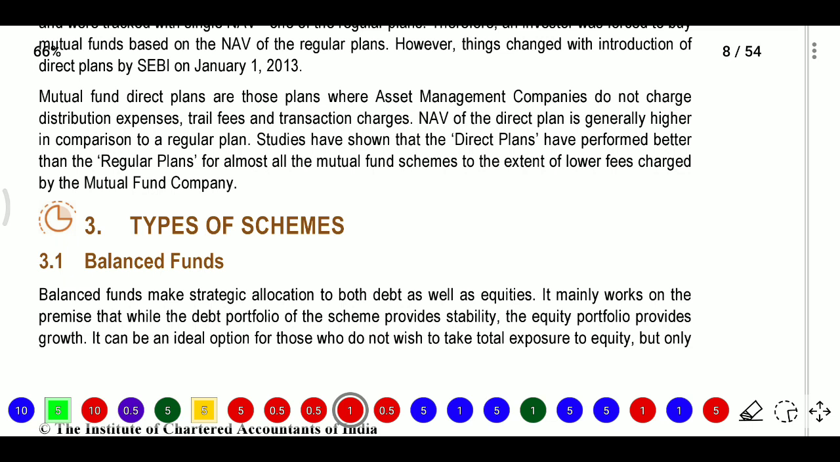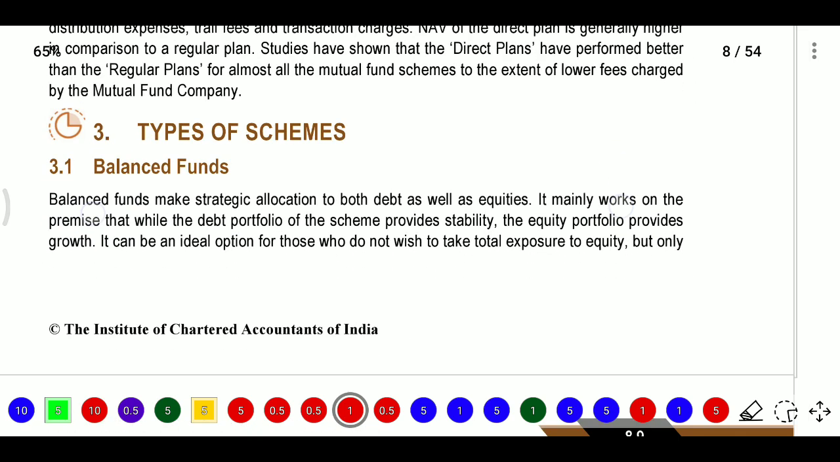Next, studies have shown that direct plans have performed better than regular plans for almost all the mutual fund schemes, to the extent of the lower fee charged by the mutual fund companies. So in direct plans we have fewer charges, in regular plans we have more charges, and in a regular plan one agent will be acting, he will inform you, he will give some guidance, so for that they will charge some amounts, different types of fee, because it will become expenses.